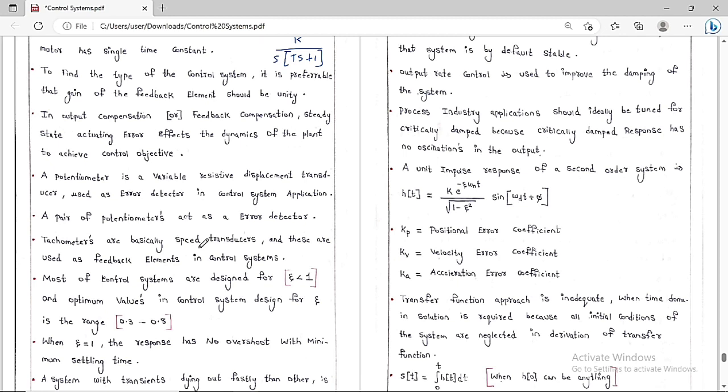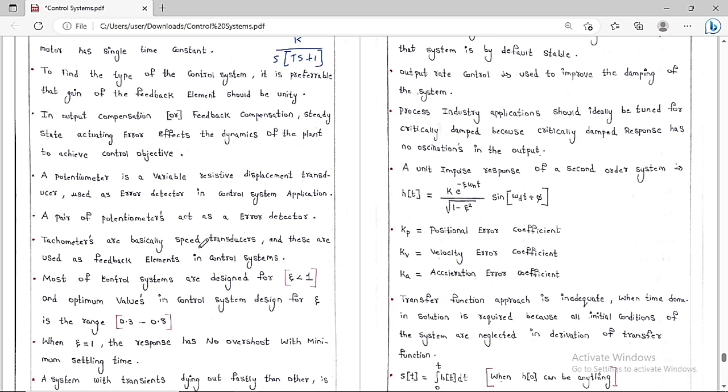The next point is a potentiometer is a variable resistive displacement transducer which is used as the error detector in the control system applications.